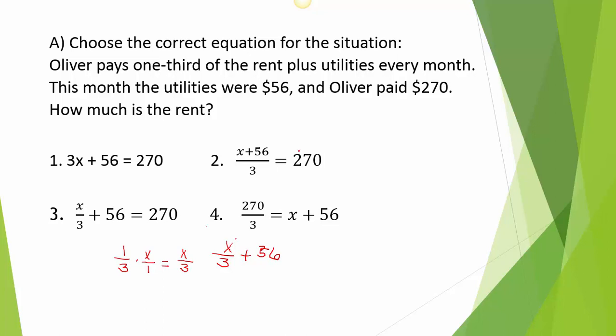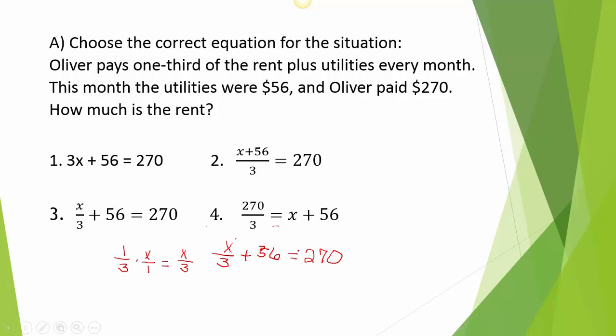And then it says he paid $270 altogether. Well, that's if he takes and pays 1/3 of the rent plus the $56. It totals 270, which means it equals 270. We therefore now made it into an equation, and then when we have an equation, we can actually solve and figure out what the amount of the rent is, how much X is.